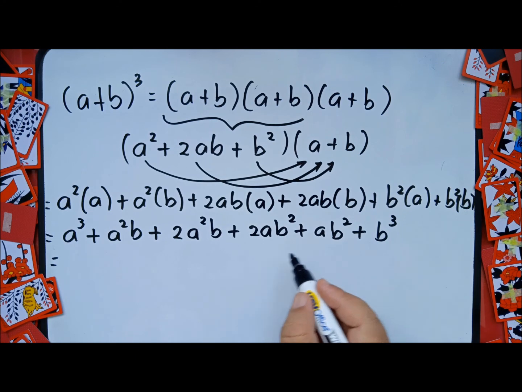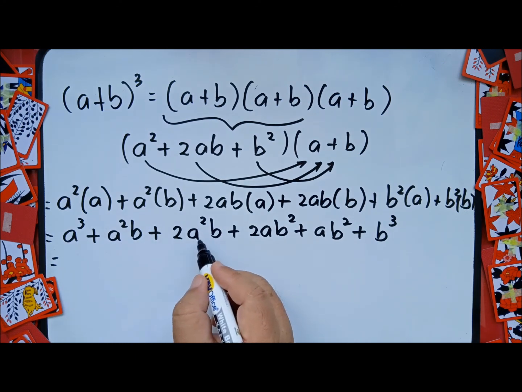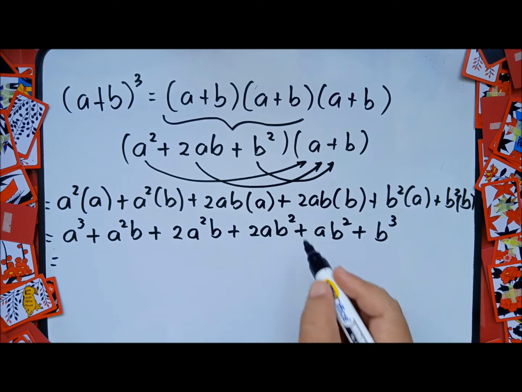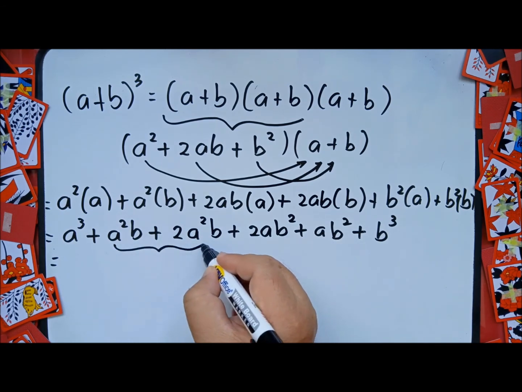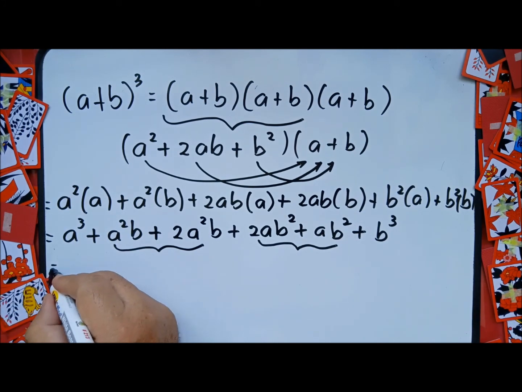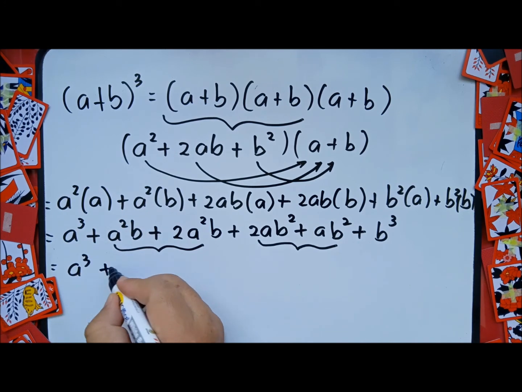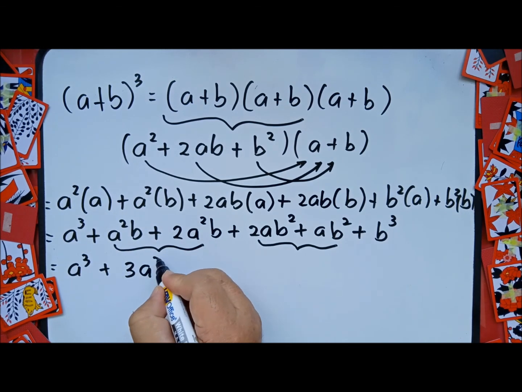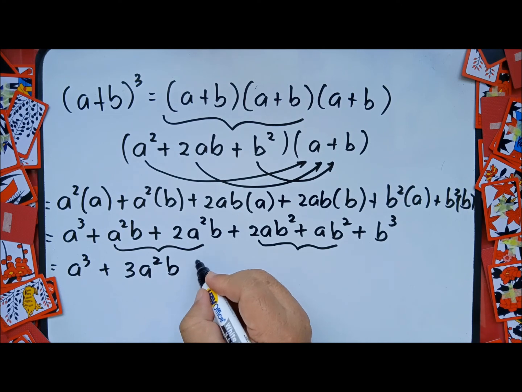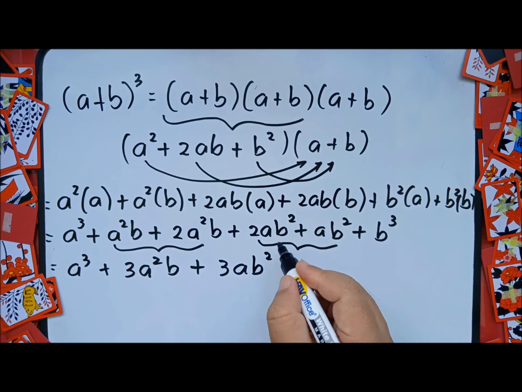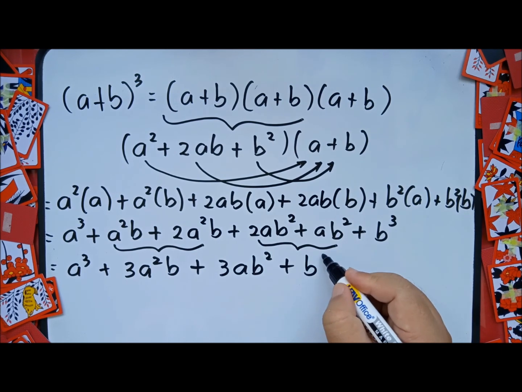Okay, so this will become what? Are there like terms? Yes, there are like terms. Same base, same exponents. So you can combine these two. This will become what? A cube plus 1 A squared B plus 2 A squared B. 1 plus 2 is 3, A squared B. Just copy the variables. 2 plus 1, 3, A B squared. Copy the variables. Plus B cubed.